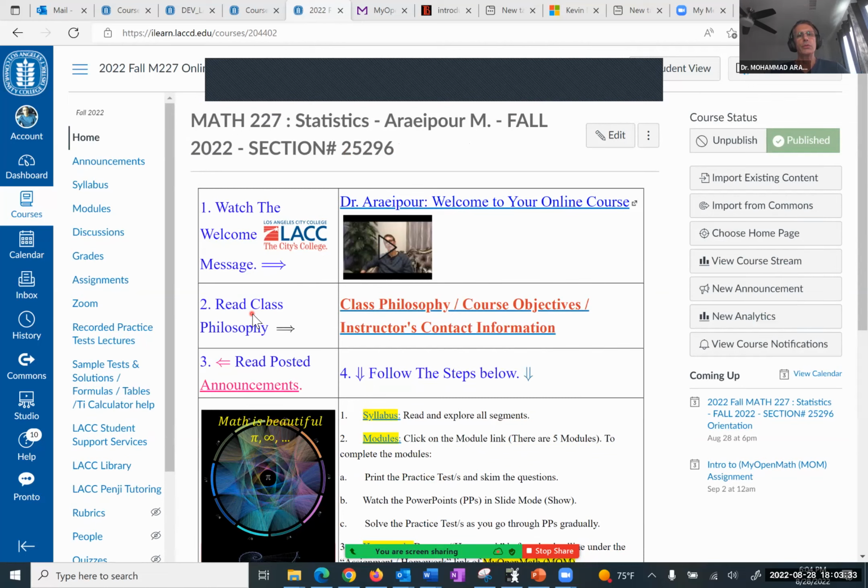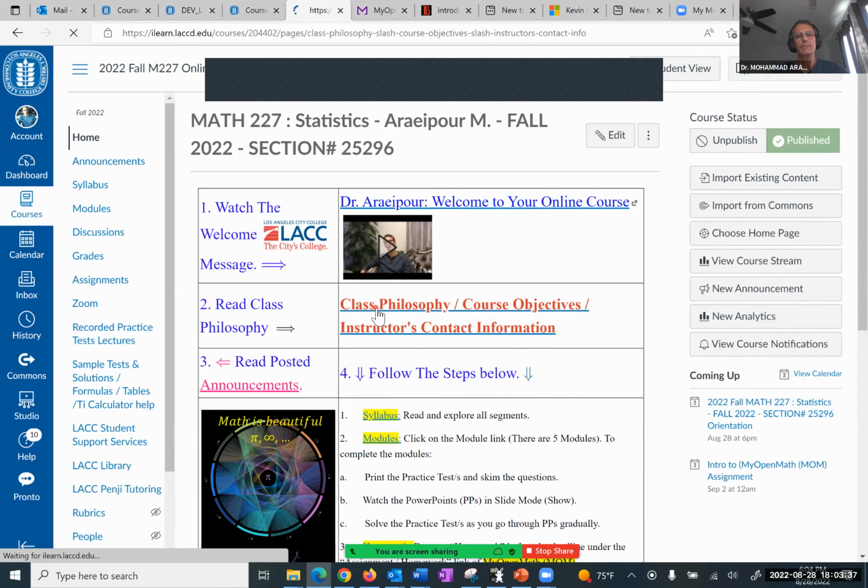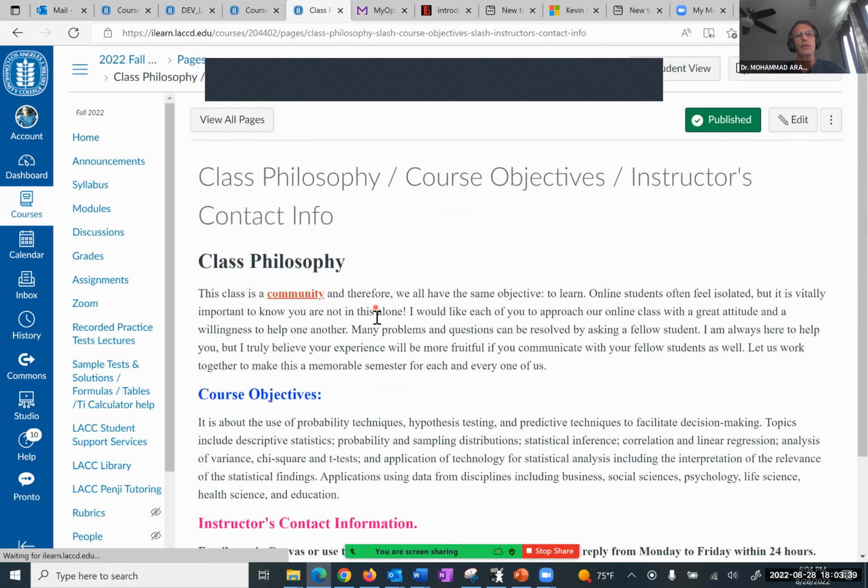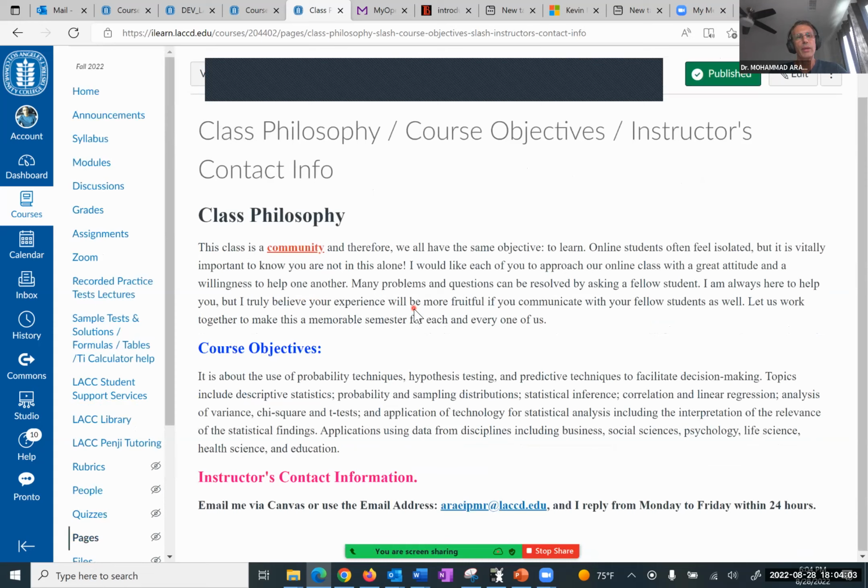Number 2 is a class philosophy. So a couple of things here. Number 1, this class is a community, and therefore we all have the same objective, which is to learn. The point being, we're all here to help one another, and if students want to get in contact with each other and help each other, that would be fantastic. And of course, we do that with the utmost respect.